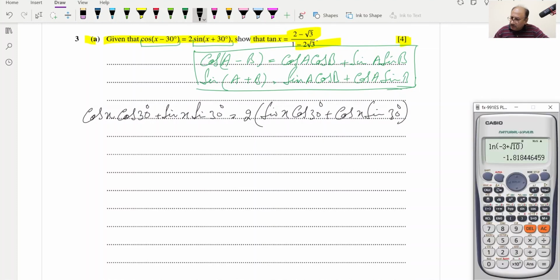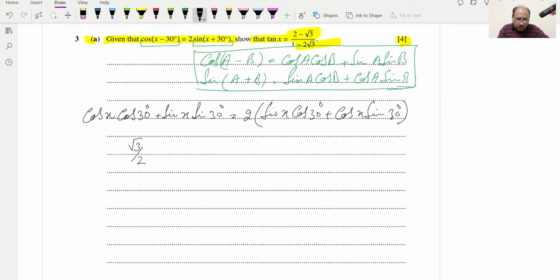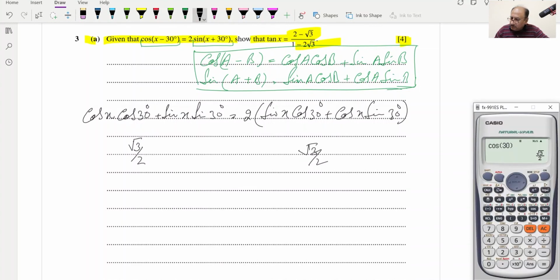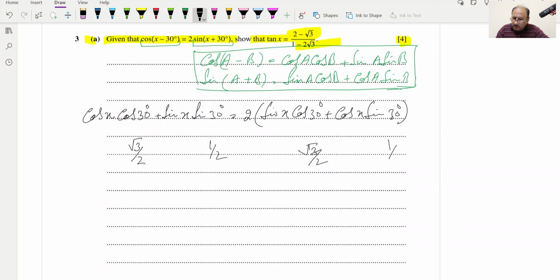Now we can check for the values. Cos of 30 degrees, in degree mode, is under root 3 by 2. So cos of 30 is under root 3 over 2, and cos of 30 over here is also under root 3 by 2. These are the two cos of 30. Now we can check for sine of 30. Sine of 30 degrees is equal to 1 by 2. So sine of 30 is over here and over here.